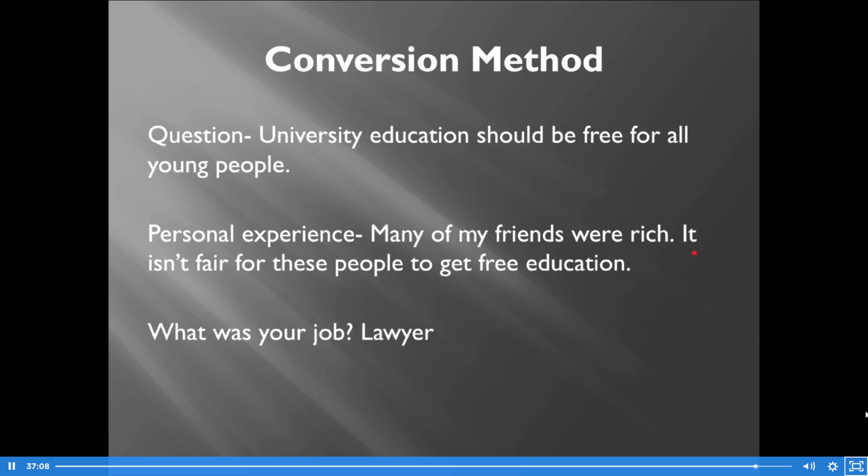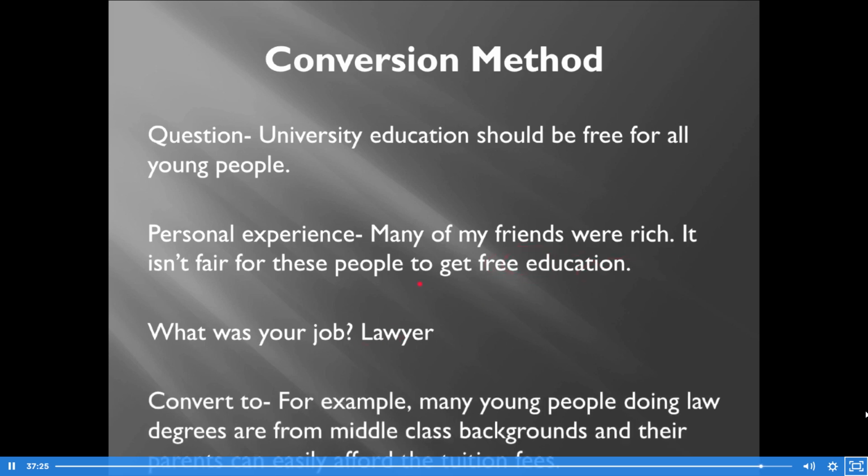So what is your job? So we didn't use where she was from. We didn't use where she currently lives. We used her job. She said, I'm a lawyer. Okay, so let's convert this personal one, using your background, your personal knowledge, into a more general example. For example, many young people doing law degrees are from middle-class backgrounds, and their parents can easily afford the tuition fees. So as you can see, this is much, much stronger than this.